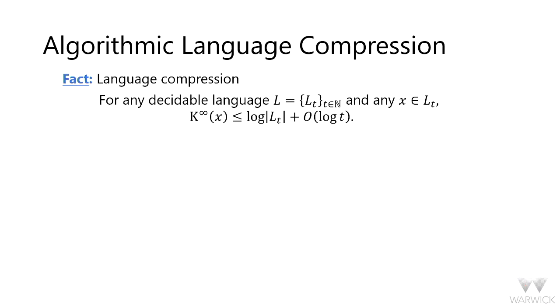Okay, so there is a fundamental property of Kolmogorov complexity, which is called Lagrange compression. Lagrange compression states that for any decidable Lagrange and any string in the Lagrange, we can bound Kolmogorov complexity by log of the size of the Lagrange plus order log t.